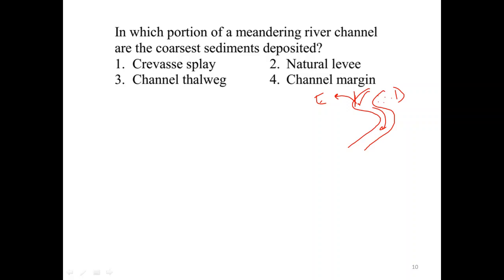Now, when we look at these four options, first of all we should know what they mean. Crevasse means just a fracture or a broken portion. If this is the main channel, and on the banks of the river this portion breaks off and the water spills over here, bringing in sediments, this is called a crevasse splay. Natural levee I had already explained in one of my previous videos. If this is the floodplain and this is the river channel, these are the natural levees.